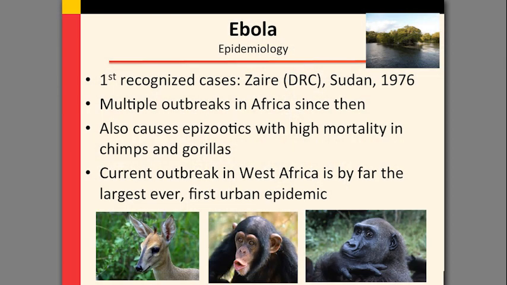This is considered a BSL-4, a biothreat category A virus, so highly infectious and highly lethal, so it's of the highest concern. Epidemiology: it was first recognized in Zaire, in the Democratic Republic of the Congo as it's now called, and also in Sudan, in 1976. So quite a while back, almost 40 years. It has caused multiple outbreaks in Africa since then, and I'll show you a map of where those outbreaks have occurred. It also causes what are known as epizootics, or outbreaks in animal populations, in addition to human populations, with high mortality in chimps and gorillas.